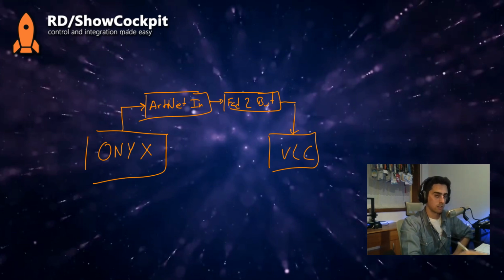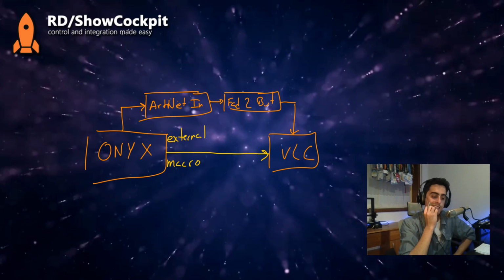However, there's a better way, in my opinion, to do this. If you are running Show Cockpit on the same computer as Onyx, you can connect this directly. Okay? All you need to do is create an external macro in a cue list. When you run that external macro, it will generate a virtual button event, and you can connect that virtual button directly to play and pause.